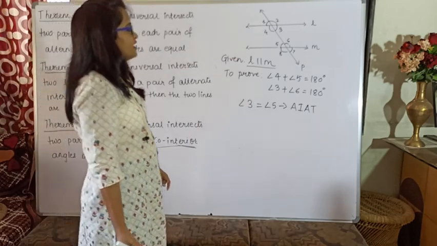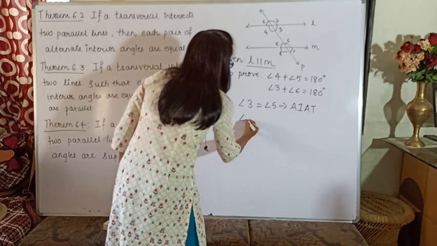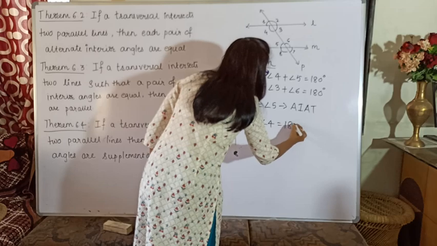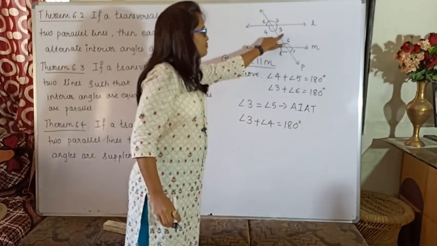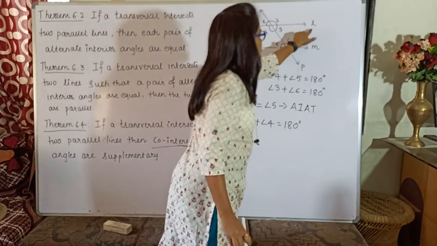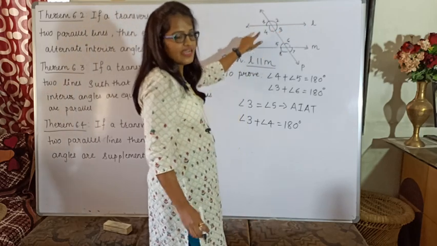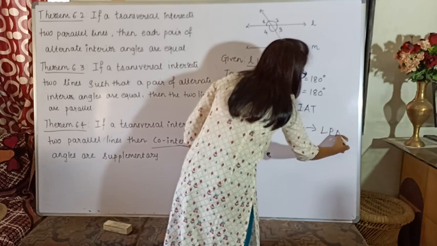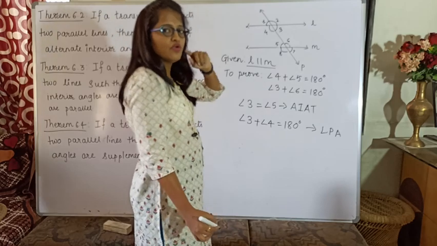Okay, but angle 3 plus angle 4 is equal to 180 degrees. Yes or no? Angle 3 plus angle 4 is equal to 180 degrees. Why? Because the angles are adjacent angles formed on the straight line L. So what could be the reason for this? Linear pair axiom. A ray standing on a straight line, the sum of the two angles will be 180.